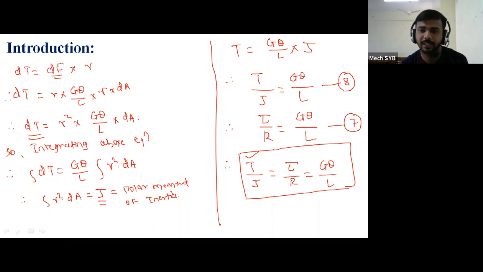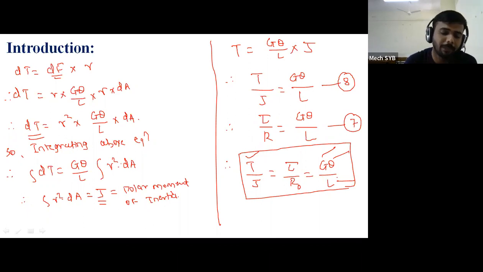And if you see T upon J is equal to tau upon R is equal to G theta by L. T is the torque, J is called the polar moment of inertia, tau is called the shear stress, R is called the radius of the shaft. If the shaft is hollow, then this R we simply call Ro, that is the outer radius of the shaft. G is the modulus of rigidity, theta is the angle of twist, and L is the length of the shaft. So this is the derivation of the torsion formula.